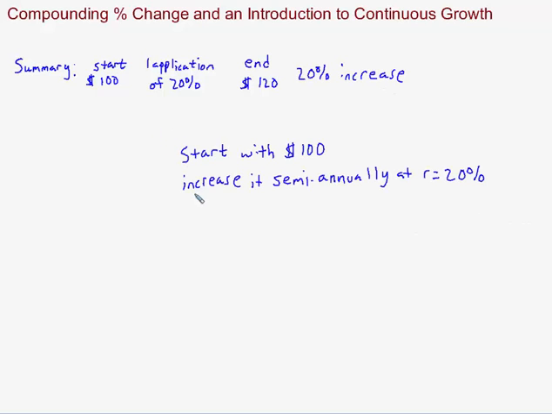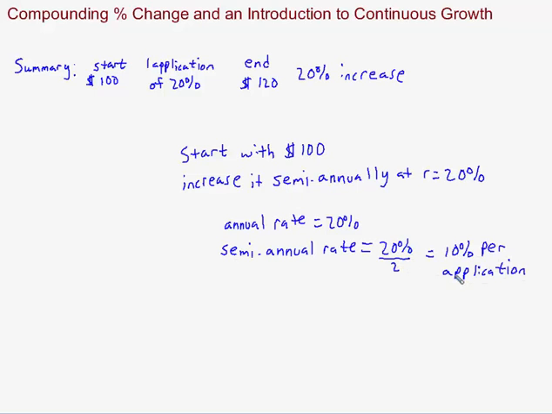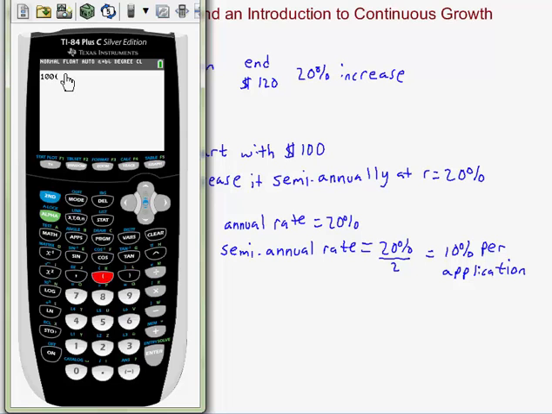Start with $100, and I put it in the bank that is going to increase it semi-annually, meaning twice a year, at 20% interest. What the banks do is the following. They take your annual rate of 20%, convert it to a semi-annual rate of 20 divided by 2, or 10% per application, and they do this twice during the year. So what happens is, you start with $100. After 6 months, they don't increase it by 20%, they increase it by 10%, and that can be obtained by multiplying by 1.1. So at the end of 6 months, you now have $110.